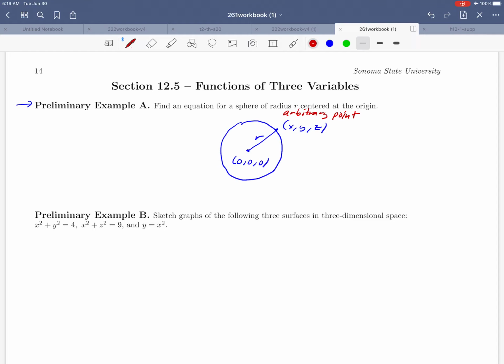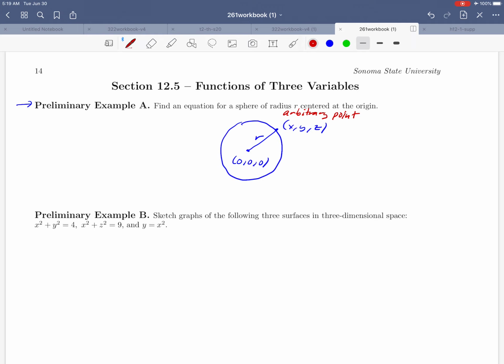Well, one way to get started on it is to ask yourself, what is the key property that a sphere has? Okay, a sphere is really about distance. Every point on a sphere has a distance of r from the origin. Okay, so coming up with an equation would be describing that sentence that we just put into words. Okay, so the distance between this arbitrary point xyz and the origin has to be r.